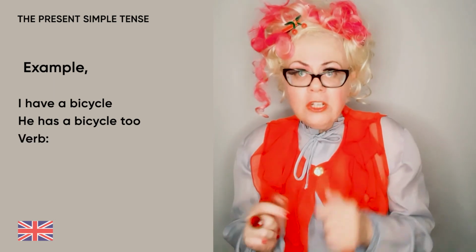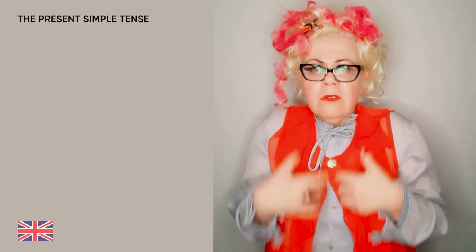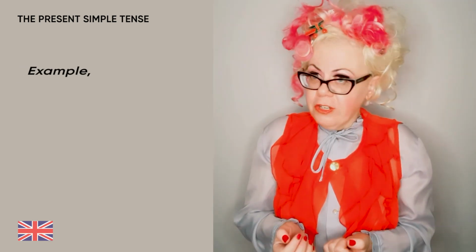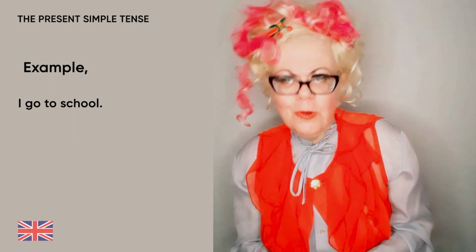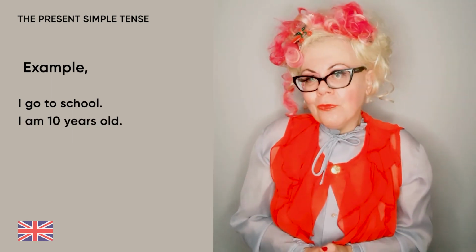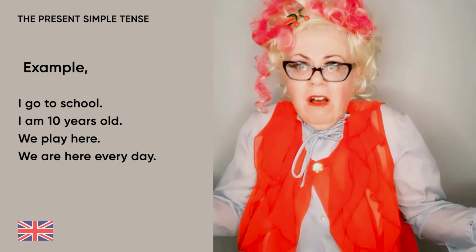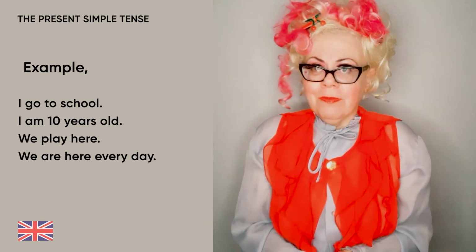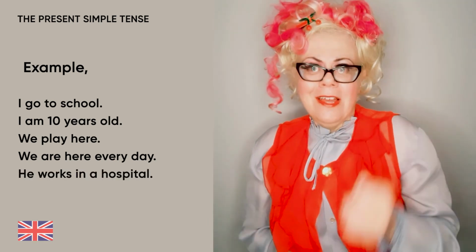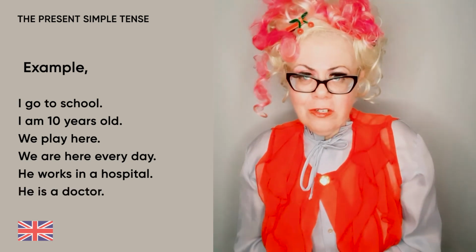Now, the verb to be, am, is, are, in the present simple is used to describe someone or something. For example, I go to school. I am 10 years old. We play here. We are here every day. He works in a hospital. He is a doctor.